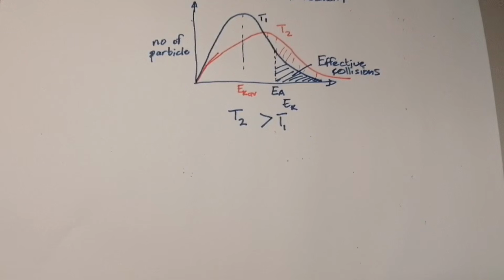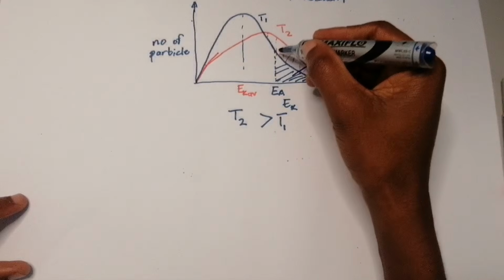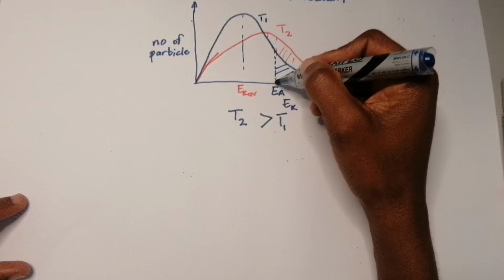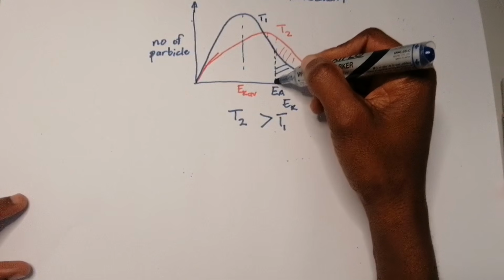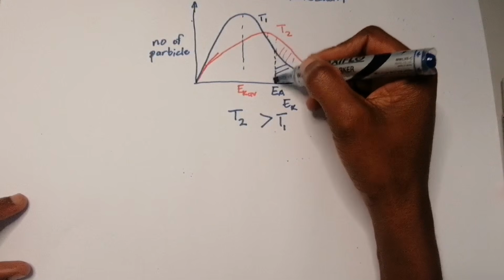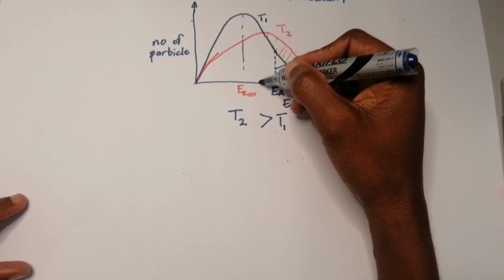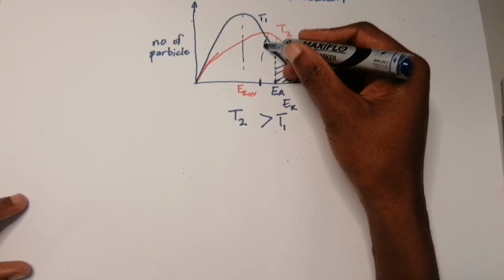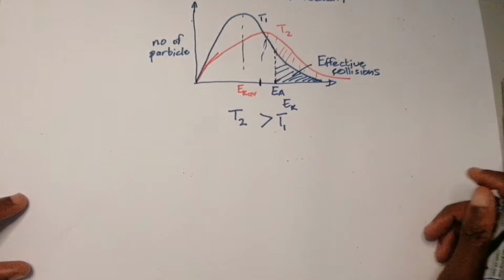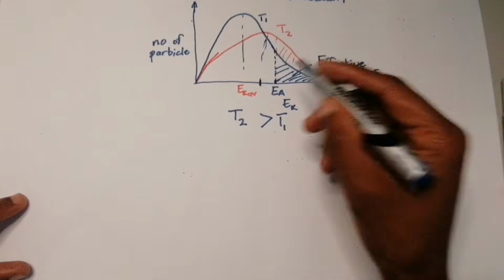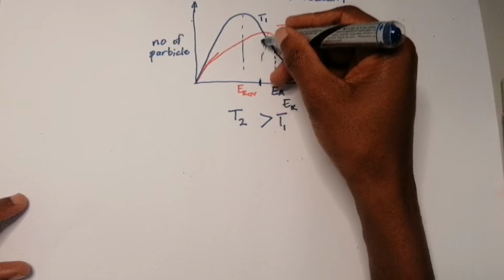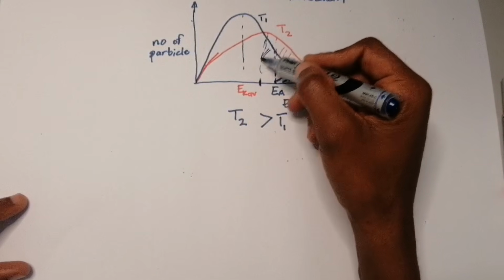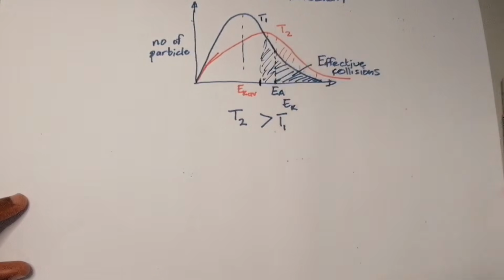What happens when I add a catalyst? Remember what we said about a catalyst? We said that it decreases this value here. So if that was my minimum kinetic energy required, a catalyst would now shift this value. When I lower the activation energy, it means now more particles are able to react.